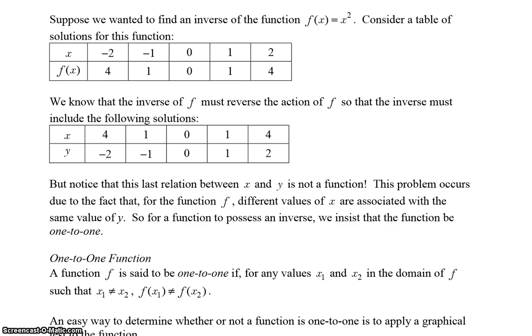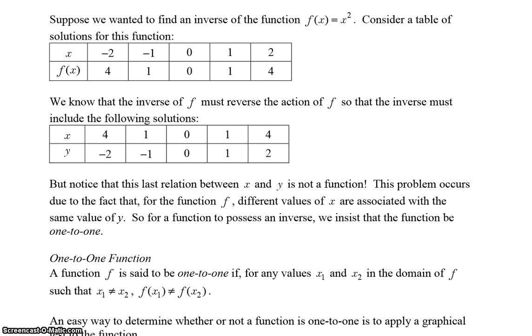Now let's consider another situation. Suppose we wanted to find an inverse of the function f of x equals x squared. That's a simple enough looking function. It wouldn't seem problematic to find an inverse for x squared. Consider a table of solutions for this function.